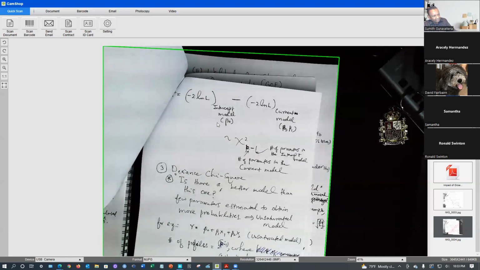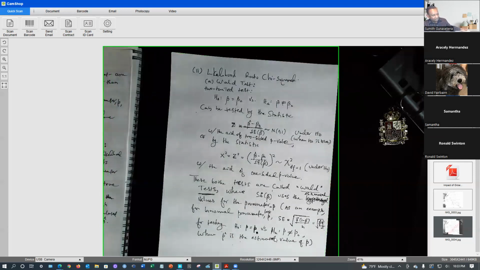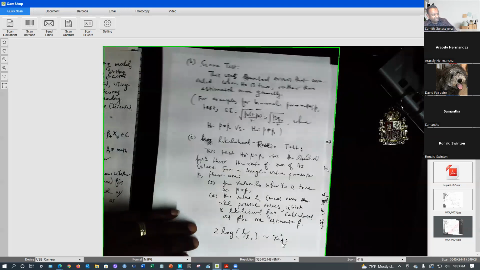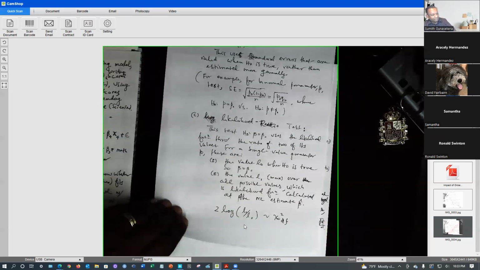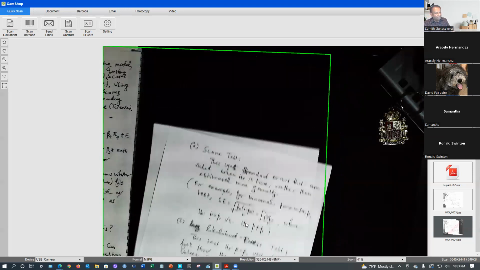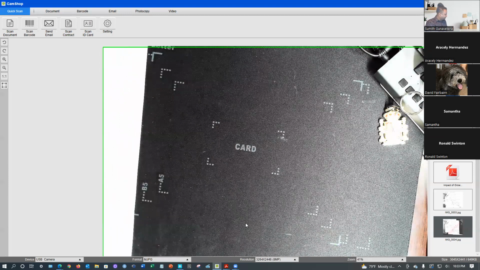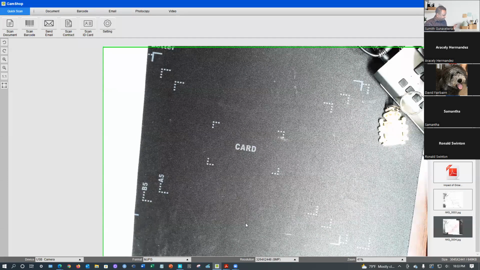Under H naught, you have an intercept model. That's the same thing we were talking about here. That's how these three differ from each other. They're pretty much the same thing, but slightly different from each other for a certain reason.